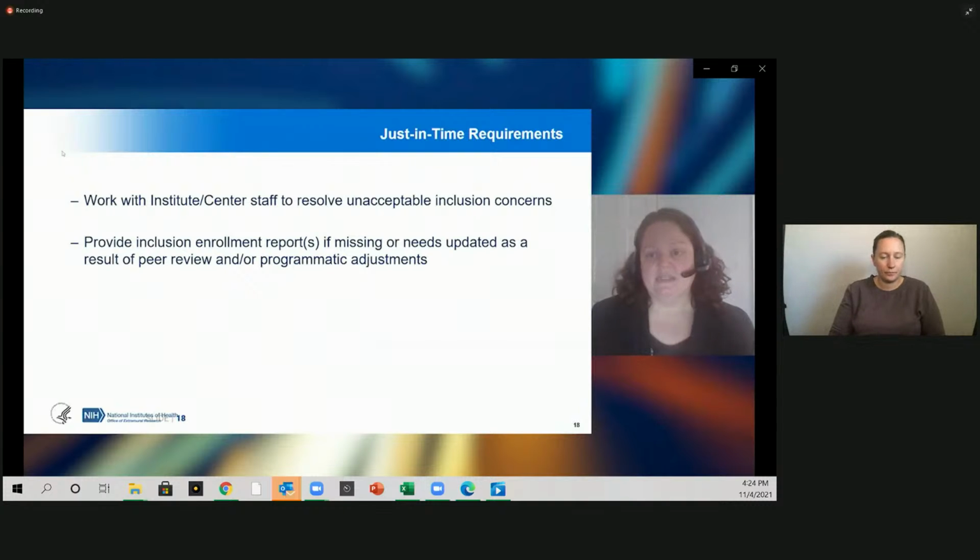All right, great job with the case studies. Let's move on to just-in-time requirements. So if your study goes through peer review, if you meet a certain percentage threshold, you will receive a just-in-time letter. At that time, you'll be working with institute or center staff to resolve unacceptable inclusion concerns if there are any. So if you saw any of those U codes, this would be the time when you'd be working with the IC staff to resolve those. And also, if you need any corrections, if there are programmatic adjustments or peer review has suggested certain adjustments to your study, you may provide updated inclusion enrollment reports or corrections during this time.